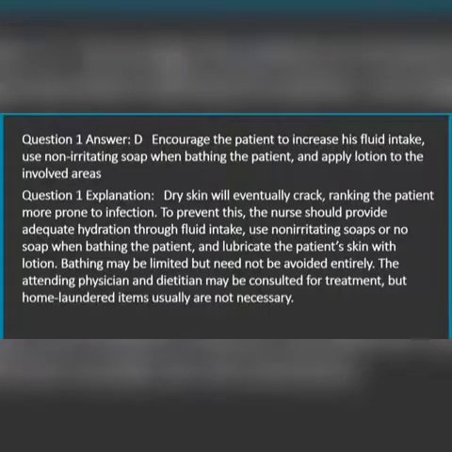Question 1 Explanation: Dry skin will eventually crack, making the patient more prone to infection. To prevent this, the nurse should provide adequate hydration through fluid intake, use non-irritating soaps or no soap when bathing the patient, and lubricate the patient's skin with lotion. Bathing may be limited but need not be avoided entirely. The attending physician and dietitian may be consulted for treatment, but home laundered items usually are not necessary.